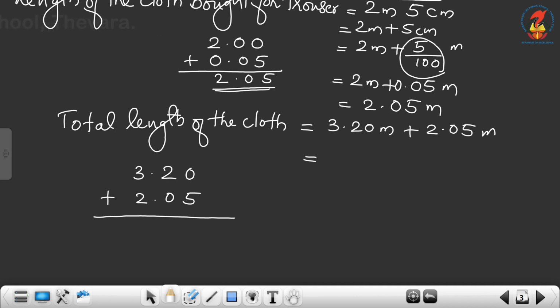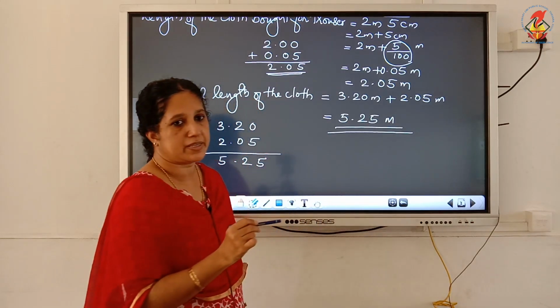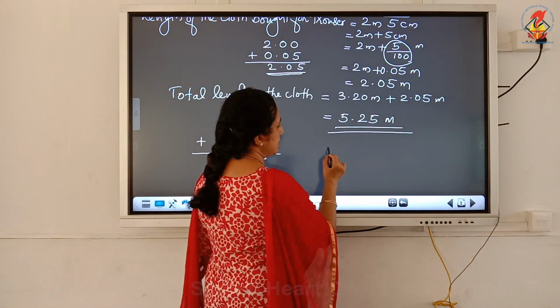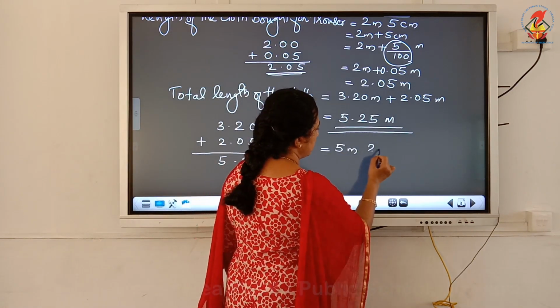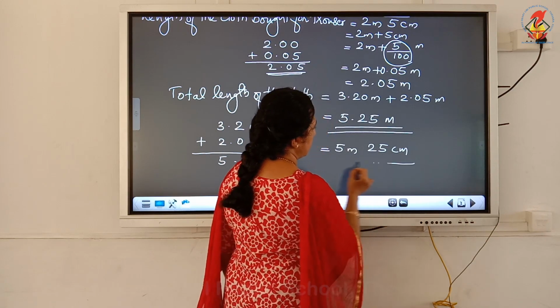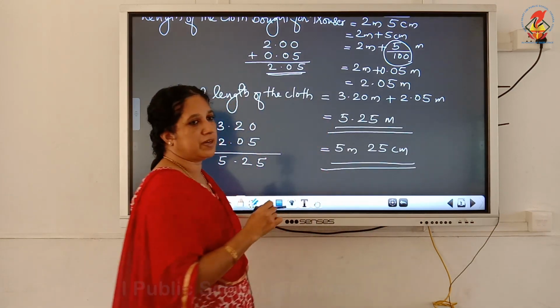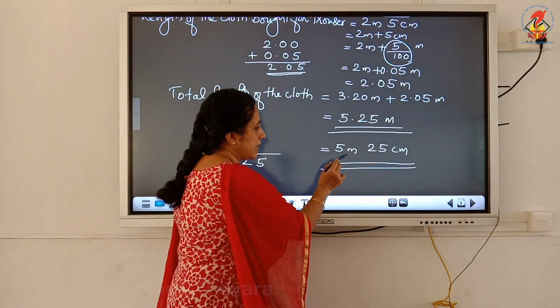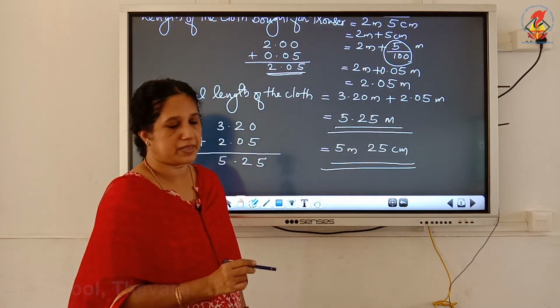Now we have to start from the hundredth place onwards. 0 plus 5, 5. 2 plus 0, 2. Then the decimal point comes, put the decimal point. 3 plus 2, 5. So the answer is 5.25 meters. So what is meant by 5.25 meters? 5.25 meters means it is 5 meter 25 centimeter. So we can write it as 5 meters 25 centimeters.